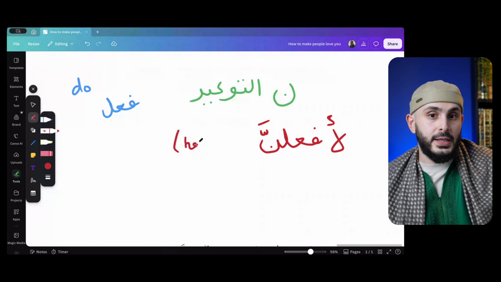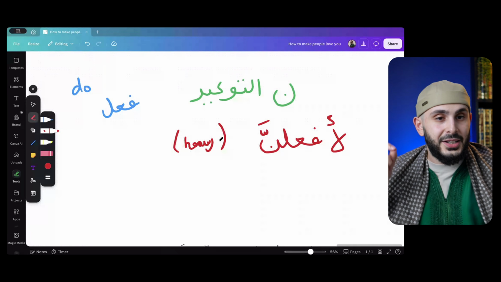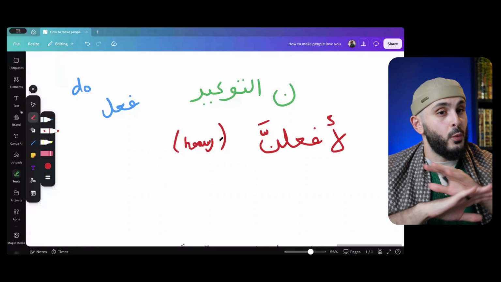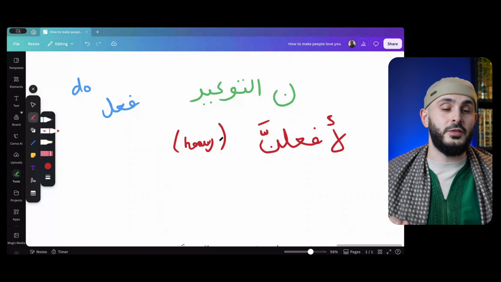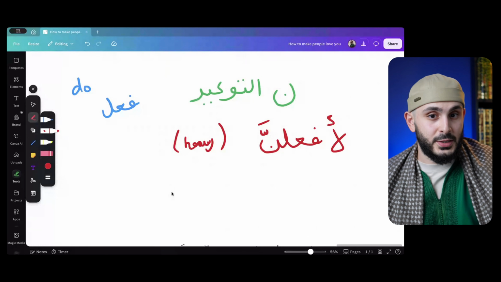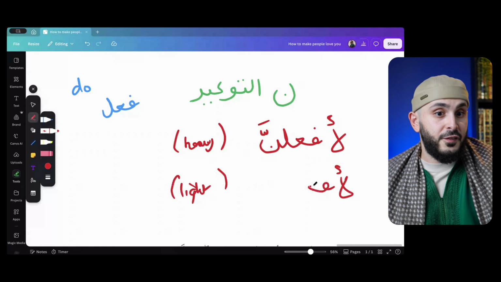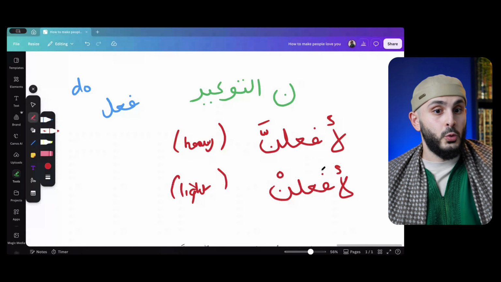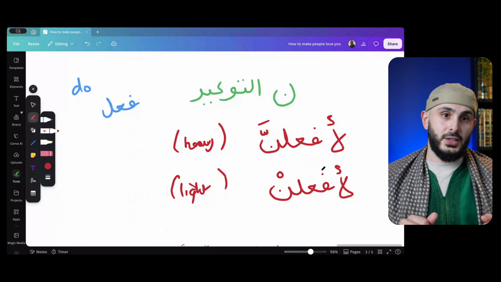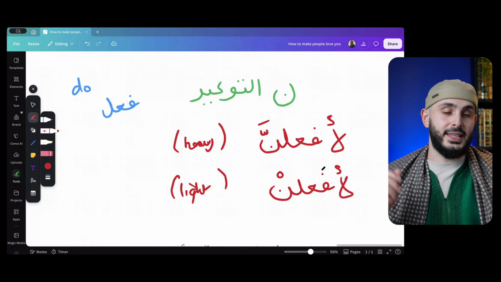This is a heavy tawqid, meaning you're definitely 100% going to do that thing. So if I say in Arabic, la'af'alanna, it means I'm certainly 100% going to do that thing without a shadow of a doubt. But in Arabic, there's also a light nun at-tawqid as well. So if I say la'af'alan, like this with a sukoon instead of a shadda, then this is a light version of nun at-tawqid. So it means that I'm definitely going to do it, but it's not as certain and it's not as emphasized as the heavy version.